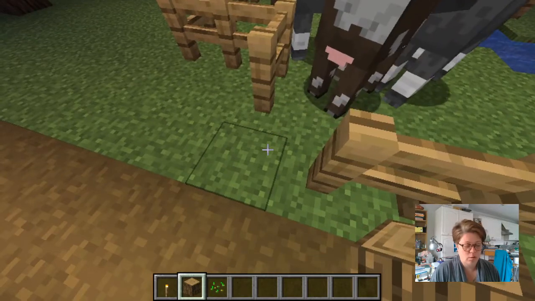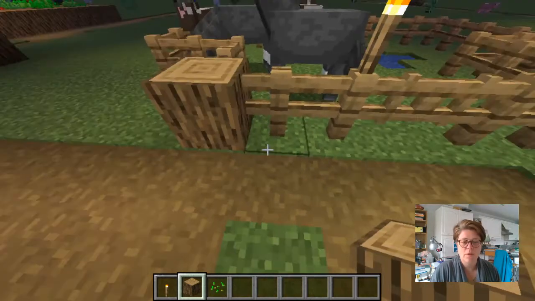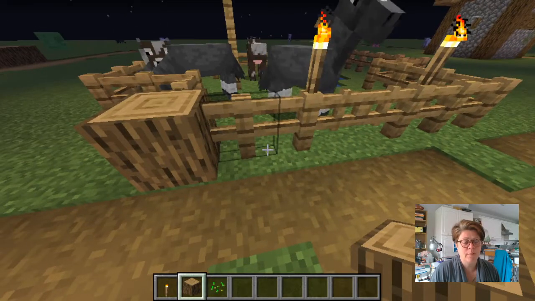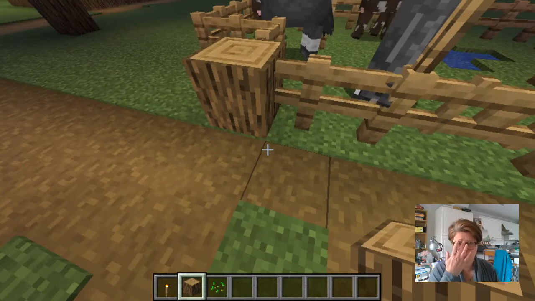Where am I? Come on, let me put a block down. There we go. I'm just replacing that bit of fence that I hit with a block there. I am not an expert at Minecraft, okay? Sometimes I hit the wrong button.